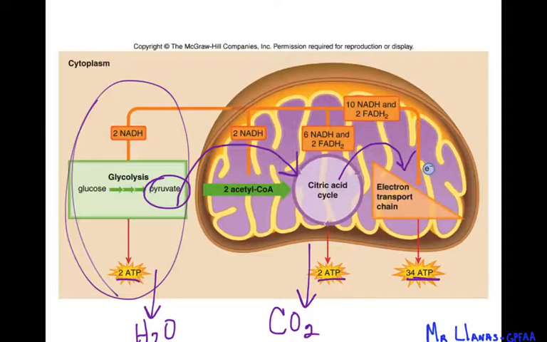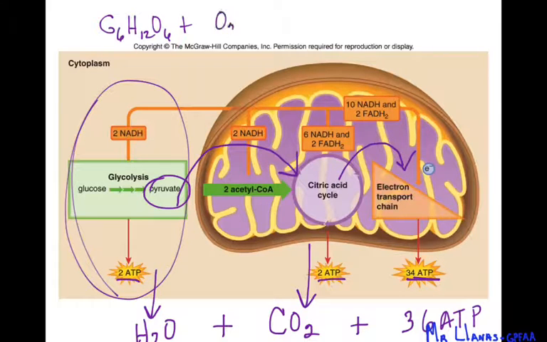to make the process happen, you end up with 36 ATP total molecules being produced. And these are your products. If you look at the equation we just talked about, glucose and oxygen, so it would be C6H12O6 plus O2, which is oxygen, go into the process, and then H2O plus CO2 plus 36 ATP are produced during the process.